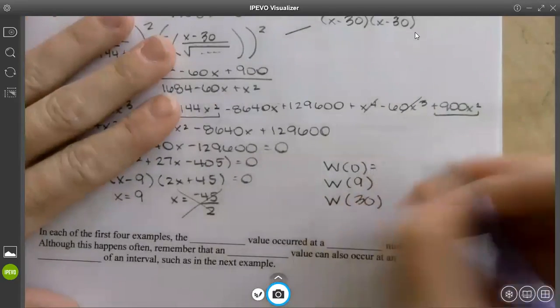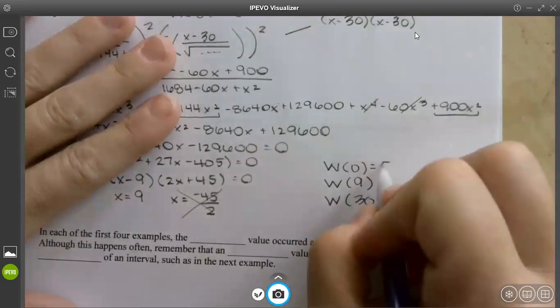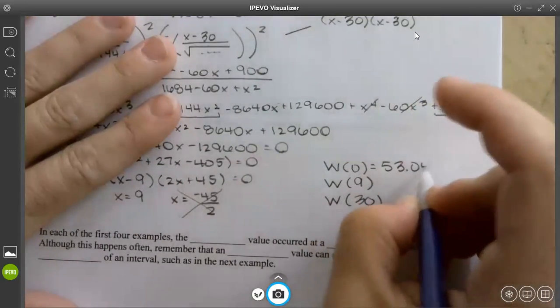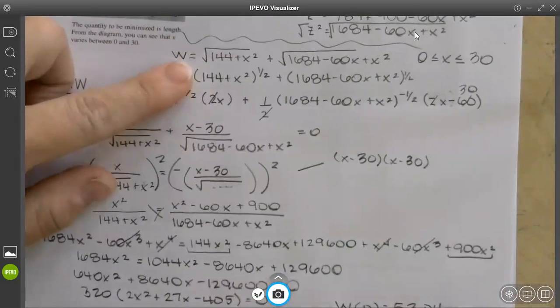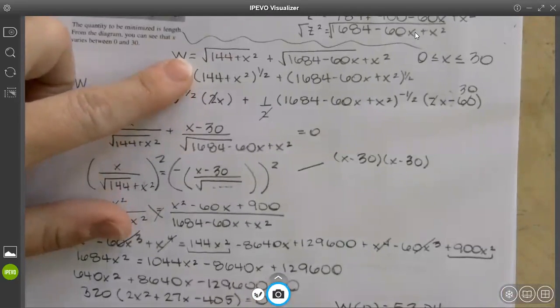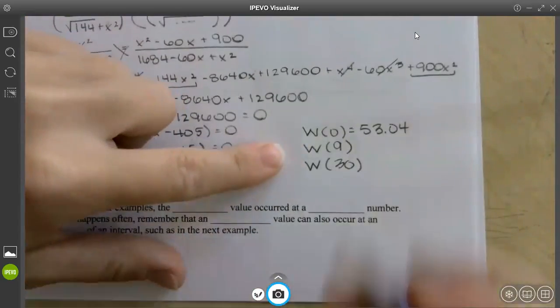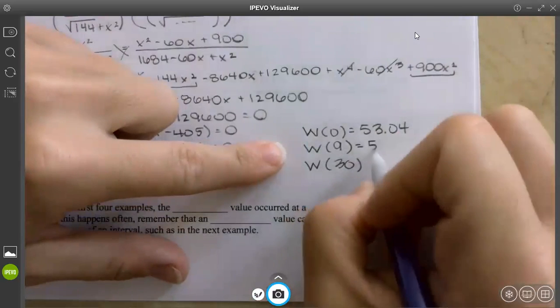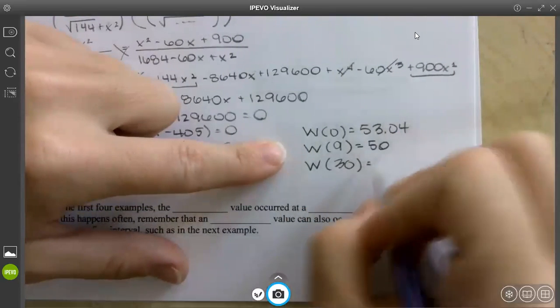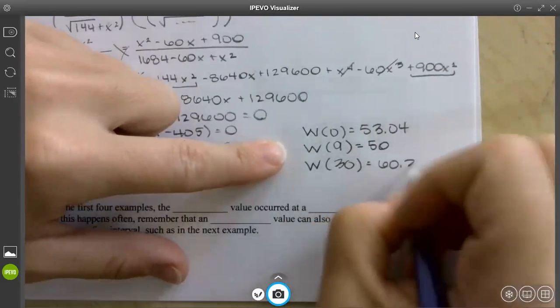When you plug in 0, you get 53.04. So this is your original W equation. I would plug it in right here near this squiggly line. Get 53.04. When I plug in 9, I get 50. When I plug in 30, I get 60.31.